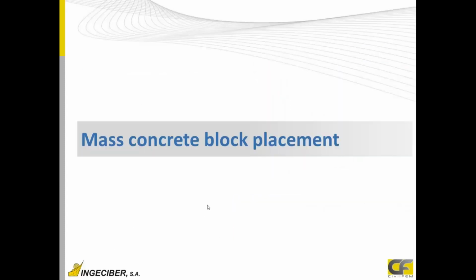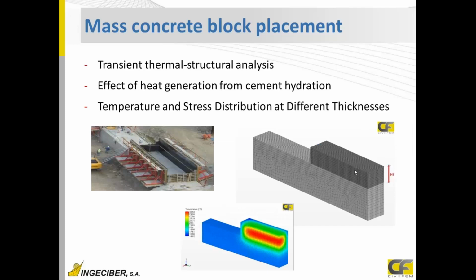Let's start with the first example. This will be a transient thermal structural analysis, where we apply self-weight only, and also the effect of heat generation from cement hydration. The aim of this example is to calculate the thickness of the layers.